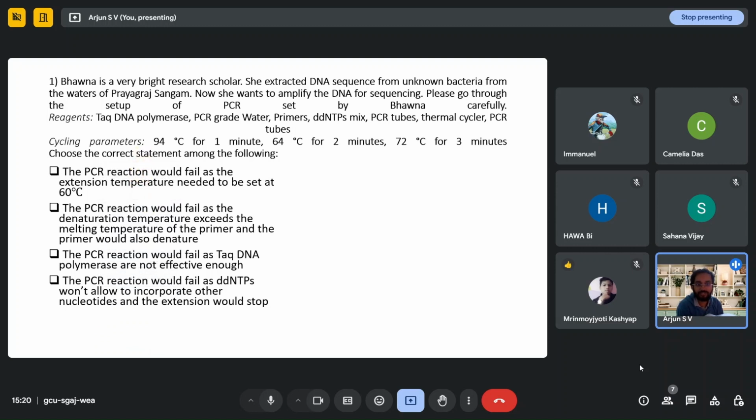Mrunmay Jyoti, I don't know whether the thumbs up is for a doubt or if you want to answer something. You can open the mic if you want to answer, or you can type your answer in the chat box if you feel confident about an answer.